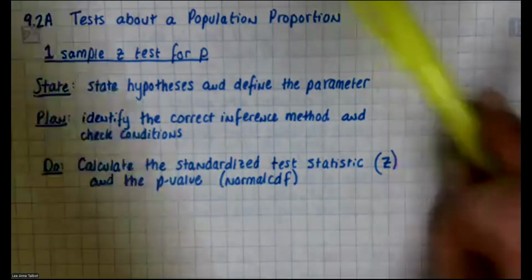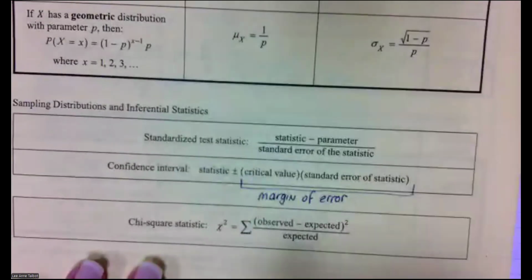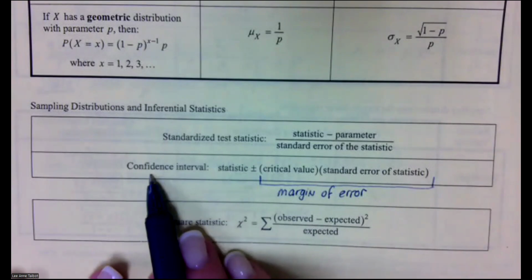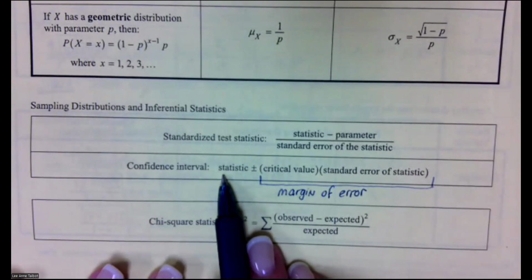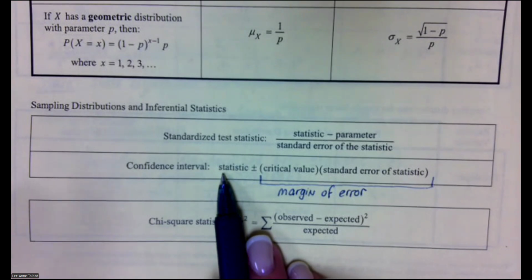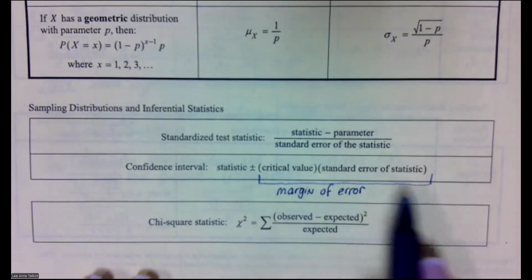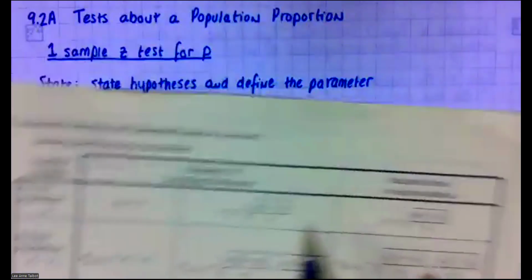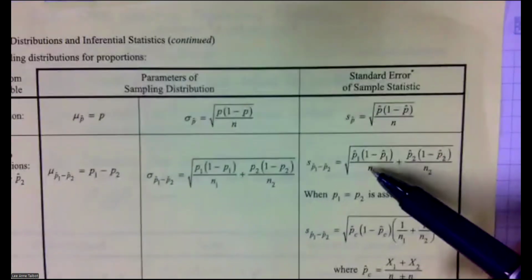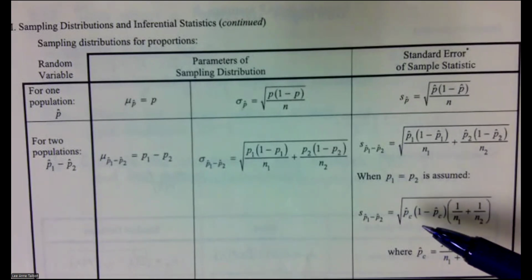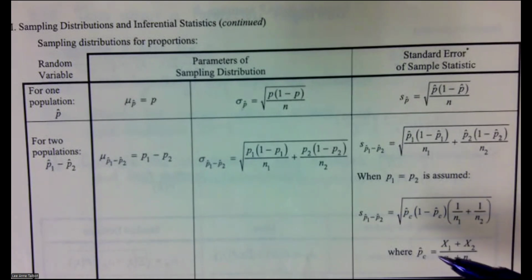Okay. So you're in chapter 8 and you come down here and you say, okay, confidence interval is statistic, which for us was p hat or p hat 1 minus p hat 2, plus or minus z star times standard error. And our two standard errors, this was my one sample and this was my two sample. Does that make sense to you guys? Do you need me to go over that again? You're good? Okay.